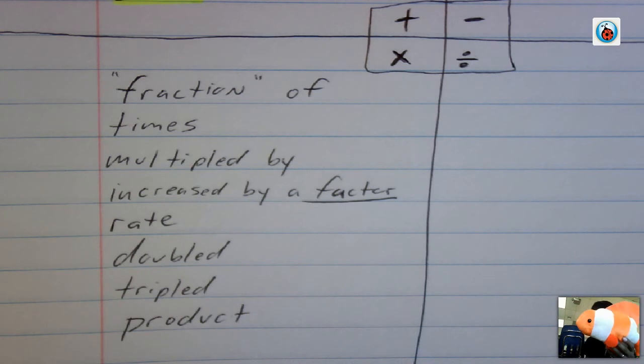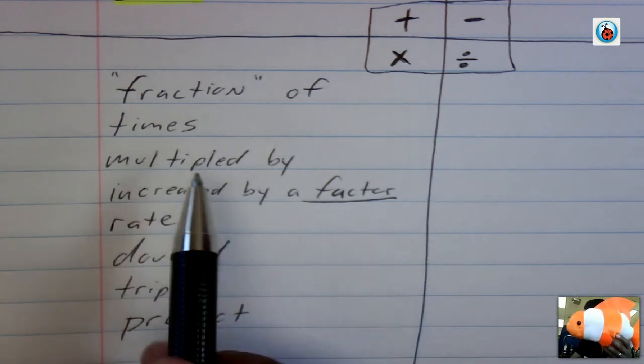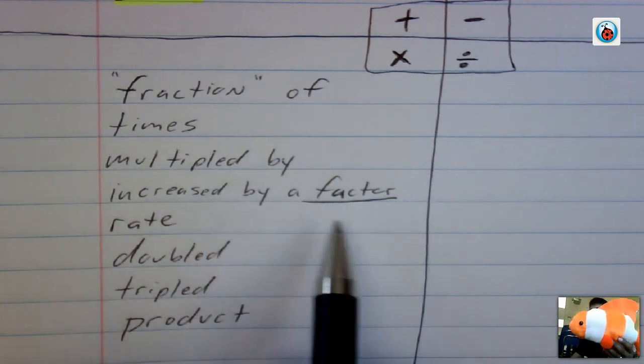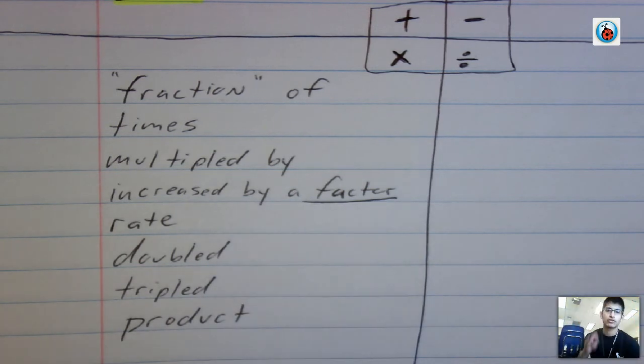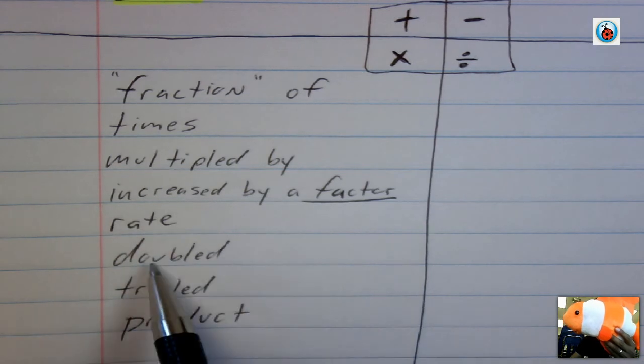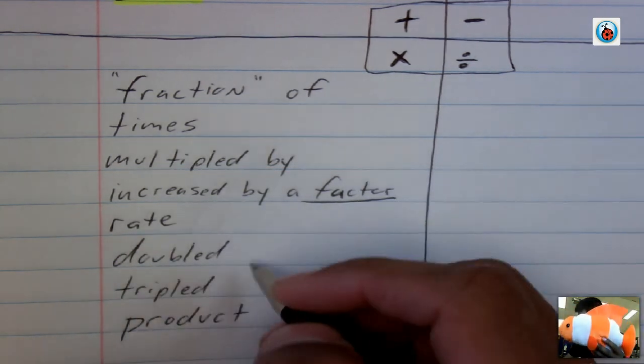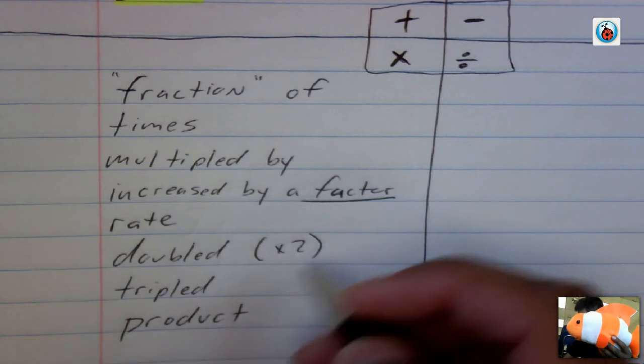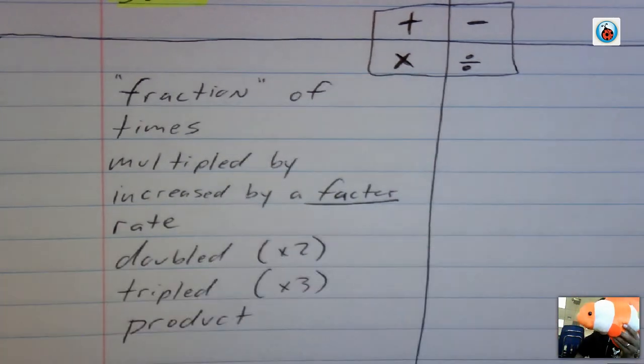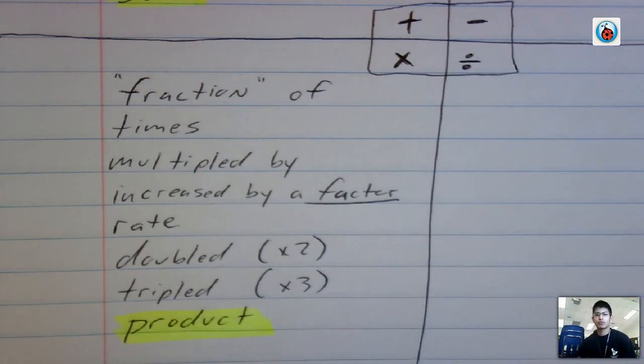For multiplying, we have a fraction of something, using a fraction like 1/2 or 1/3, times, multiplied by, increased by a factor. Remember, a factor is a number that you're using to multiply. Correct. A rate of something, doubled, which means times 2. Let's add that to our notes. Tripled, which means times 3. And most importantly, students, a product. A product means the answer to a multiplication problem. Very good. Be sure to highlight the word product.